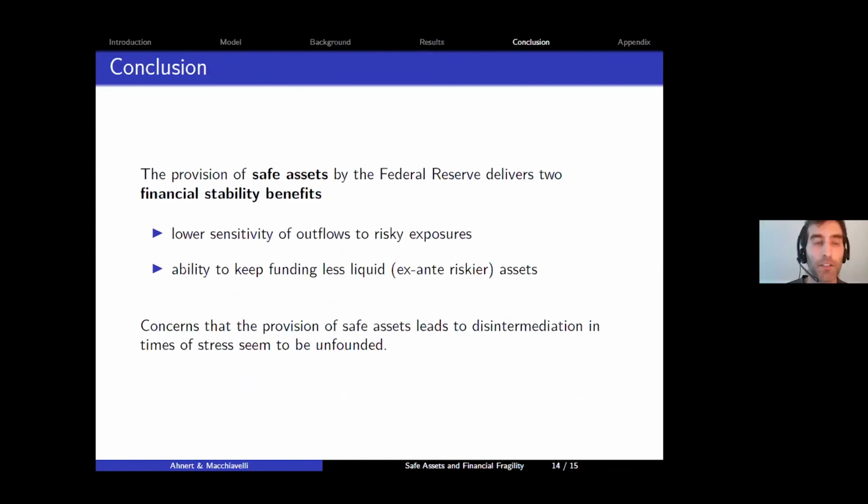Perfect. So let me conclude. The provision of safe assets by the Federal Reserve delivers two main financial stability benefits. It lowers the sensitivity of outflows to risky exposures for the treated funds. And by virtue of that, it allows these treated funds to keep funding less liquid assets or ex-ante riskier borrowers. So overall, the concern that the provision of safe assets leads to disintermediation in times of stress, which is a point that was raised even in the FOMC, seems not to be the case. So we find positives in providing safe assets to shadow banks, if you want. So with that, I conclude.